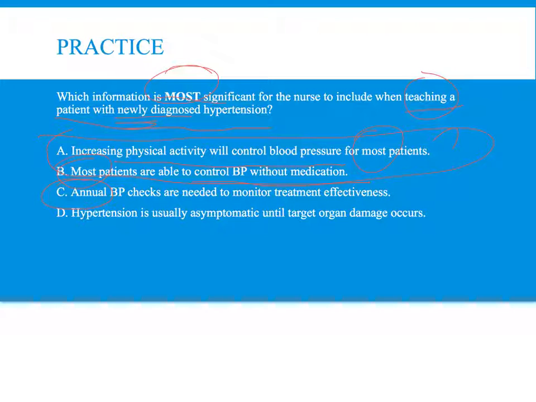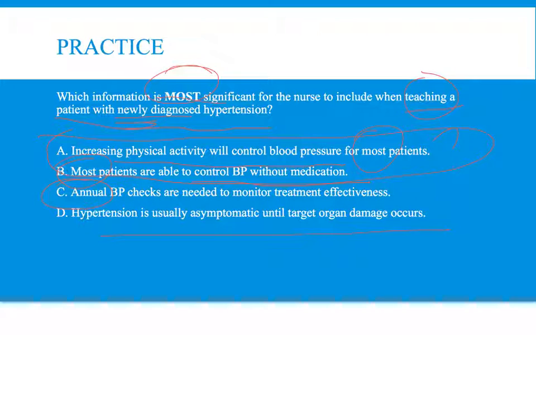D says hypertension is usually asymptomatic until organ damage occurs. So that's a very true statement. And it's not saying most hypertension. It's very strongly worded: hypertension is usually asymptomatic until target organ damage occurs. So if you look at your choices here, this is a very global answer. It's very important that patients know that hypertension is asymptomatic because that means they won't feel bad. And a lot of patients are non-compliant because they don't feel bad.